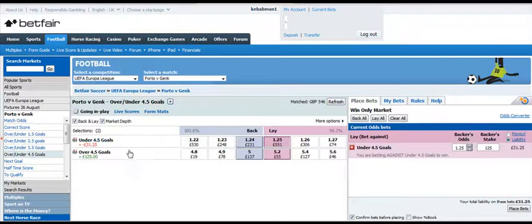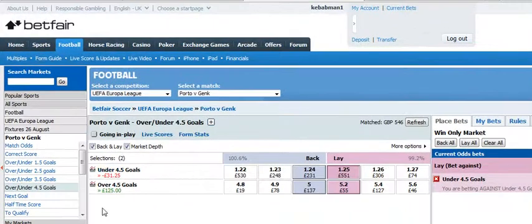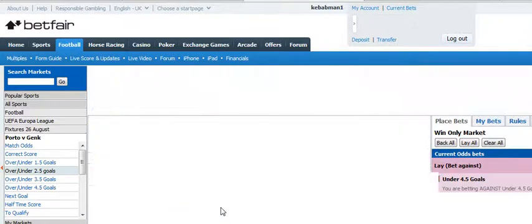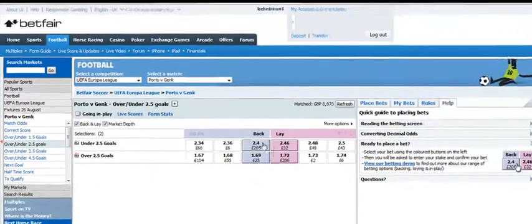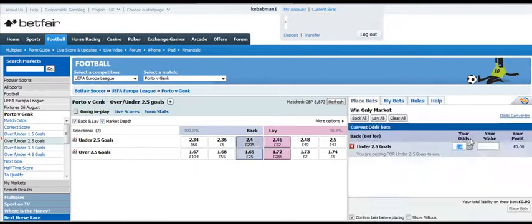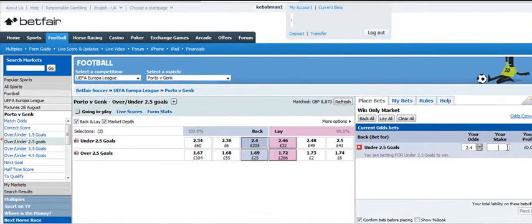We can lay the under 4.5 for say £125. So we've got a liability there, as you can see, of 31. If you're going to use this particular strategy, you would then have to back the under 2.5 goals, giving you more profit on under 2.5.